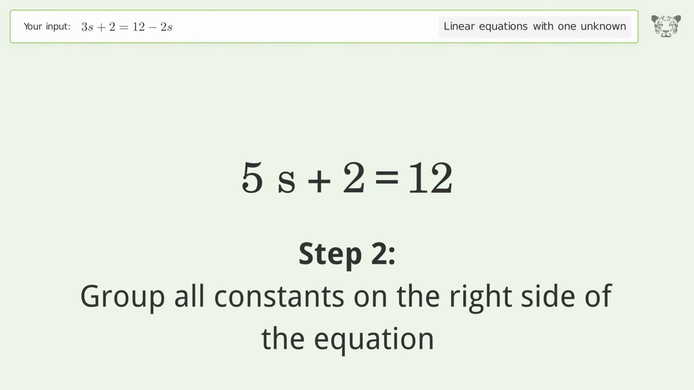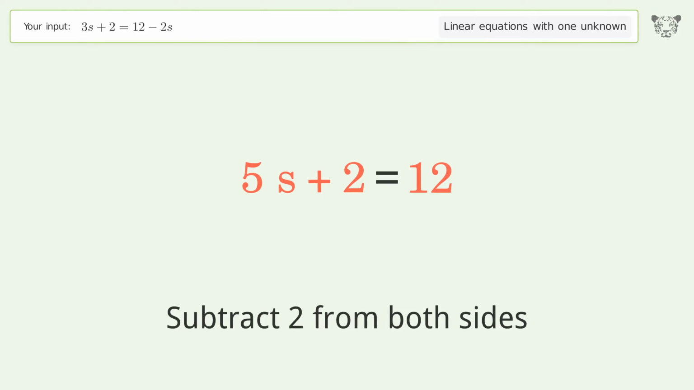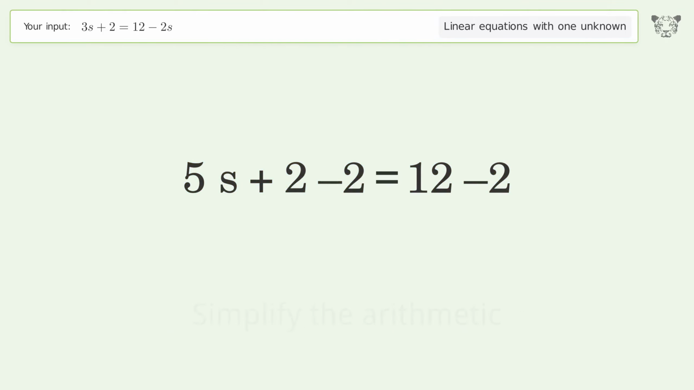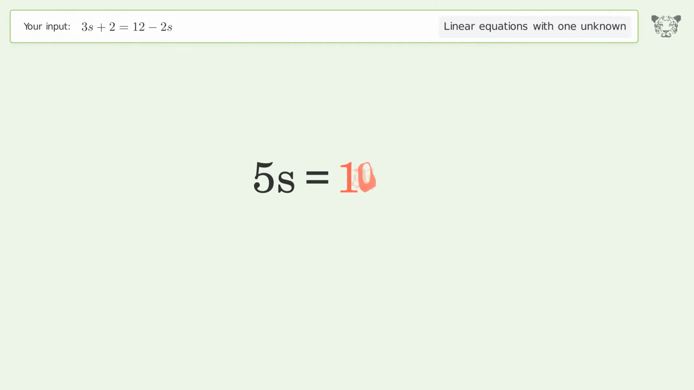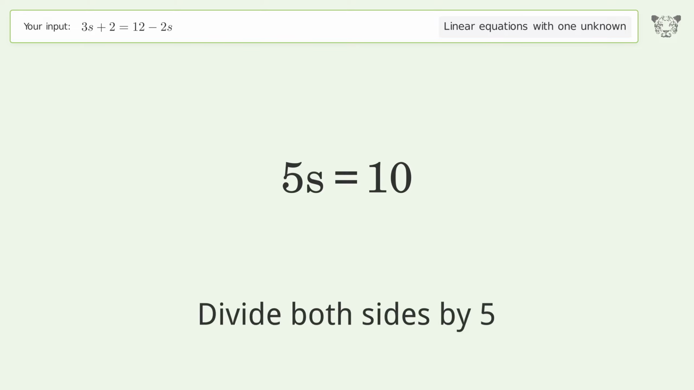Group all constants on the right side of the equation. Subtract 2 from both sides. Simplify the arithmetic. Isolate the s. Divide both sides by 5.